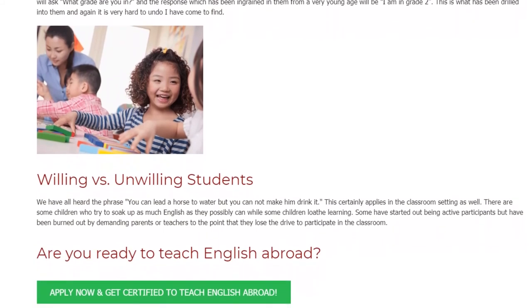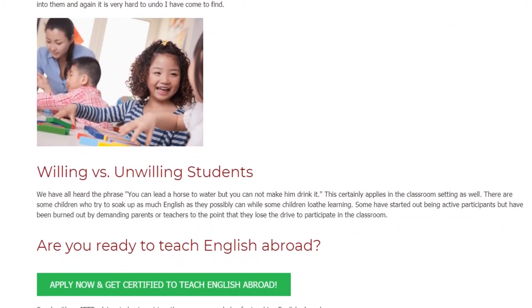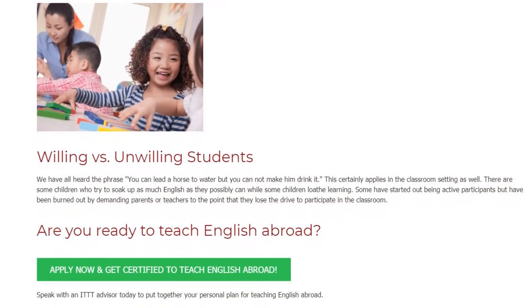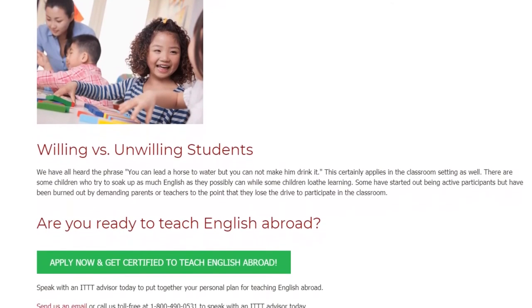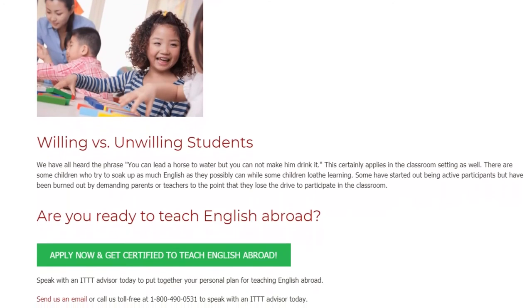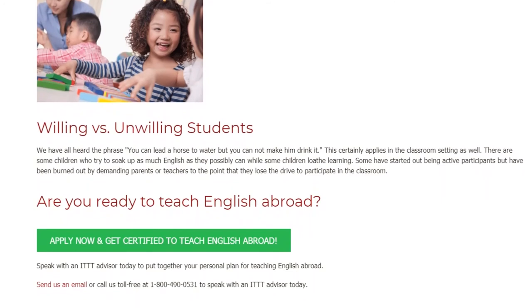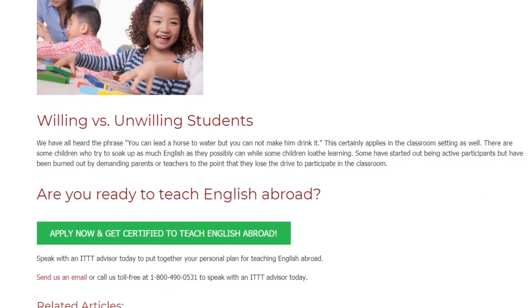There are some children who try to soak up as much English as they possibly can, while some children loathe learning. Some have started out being active participants but have been burned out by demanding parents or teachers to the point that they lose the drive to participate in the classroom.